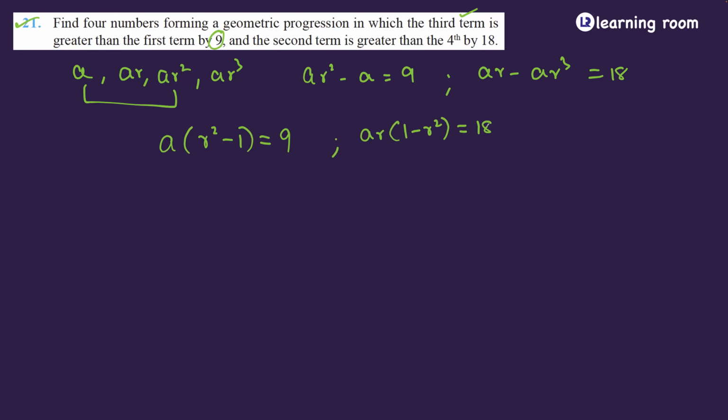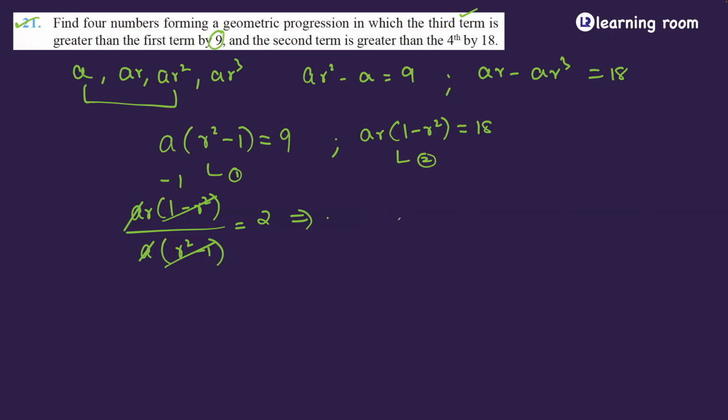When you divide the second by the first, if I take this as the first equation and this as the second equation, second divided by first is going to be AR into 1 minus R square divided by A into R square minus 1 is equal to 18 by 9, which is 2. So A and A will get cancelled. R square minus 1 by 1 minus R square is minus 1. So this implies minus R is equal to 2, or R is equal to minus 2.